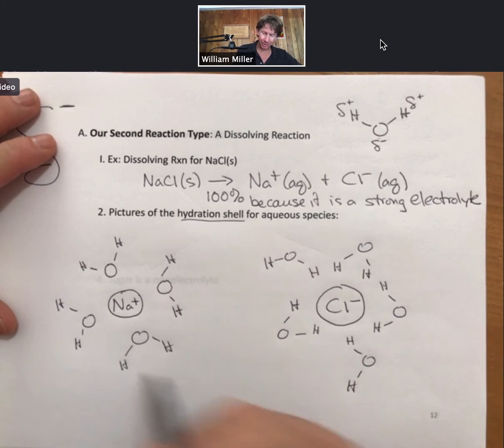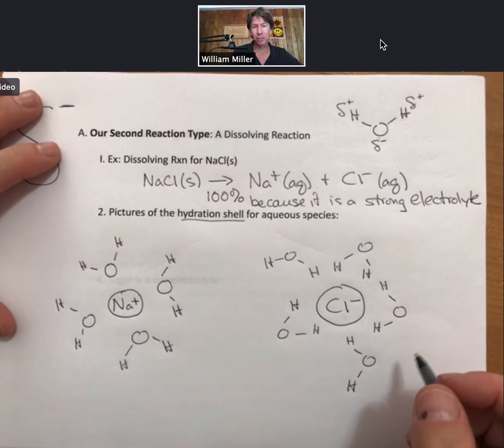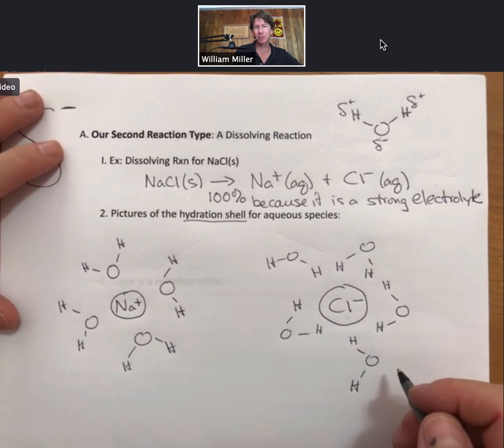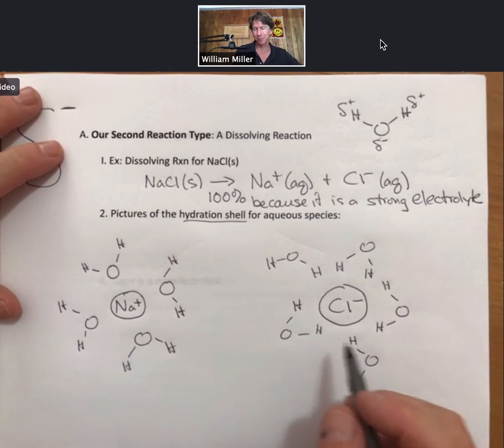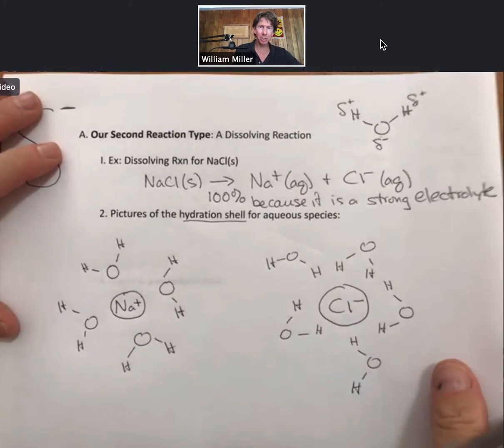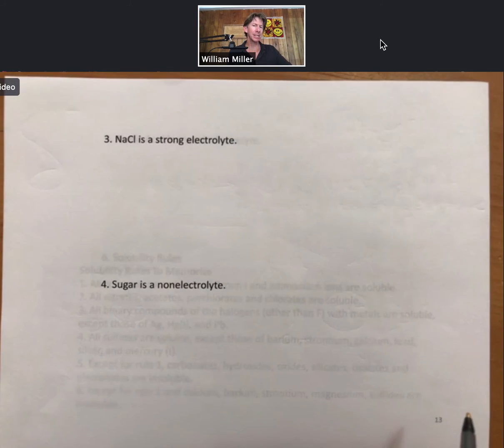And these are good pictures of hydration shells. These are simple pictures because they're just monatomic ions, positive and negative. But that's what's going on. That's what it means to be aqueous. Aqueous means surrounded by water molecules in a hydration shell.